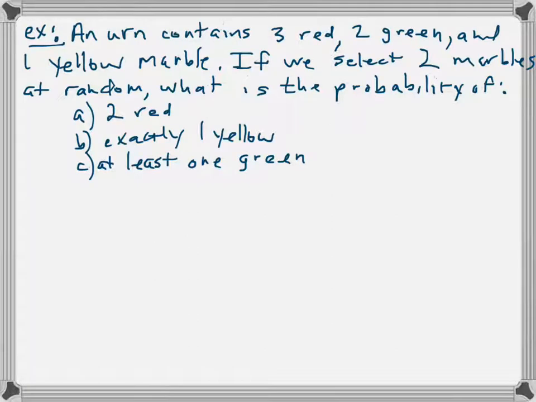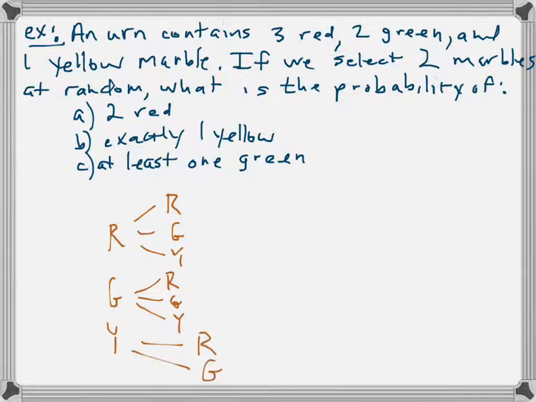So let's try one. An urn contains three red, 2 green, and 1 yellow marble. If we select 2 marbles at random, what is the probability of having 2 reds, exactly 1 yellow, and at least 1 green? So let's make a tree diagram. At first we could either get a red, green, or yellow. And we can also get a red, green, or yellow. Here we could get a red, a green, or a yellow. But since there's only one yellow, if we got the yellow first, we can only get red or green second because there's only one yellow.